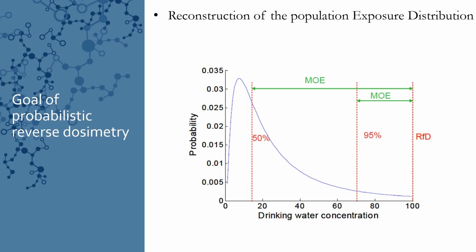So here, the goal of probabilistic reverse dosimetry is to reconstruct the population exposure distribution. When we do this reconstruction, we can derive a 50th percentile of exposure and also a 95th percentile, and compare with some reference dose that we have in the literature to derive a margin of exposure.